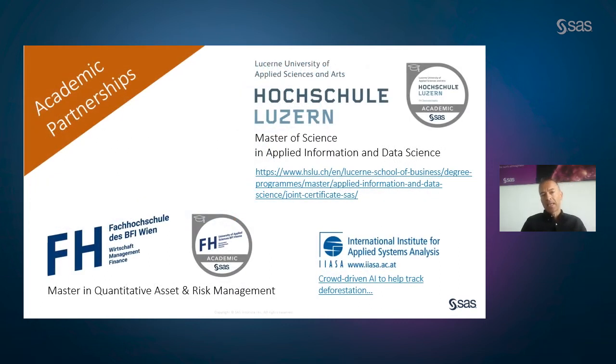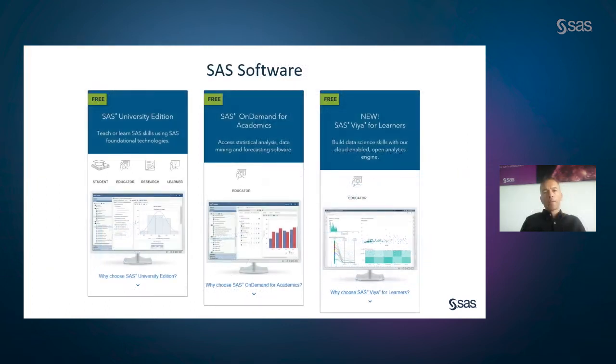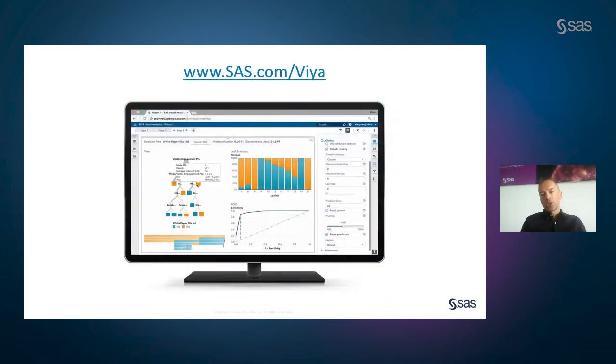So we have also academic partnerships, as we have it with the Hochschule Lucerne, with this master program. We have others. These are just a couple of examples. In Austria are the other two where we have other partnerships. So what is this certification all about that we are providing here at Hochschule Lucerne? Of course, it's about SAS software. We have a learning platform that is free of charge for students. And of course, it's about certification.